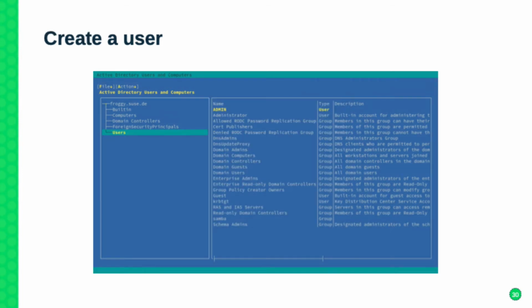To create a user, it's the same as on Windows. You highlight the container, then click Action, New, and then User. It's very similar to the New Object Wizard in Windows, except, of course, you'll be prompted for Unix attributes, and it selects reasonable defaults for you for the Unix attributes.